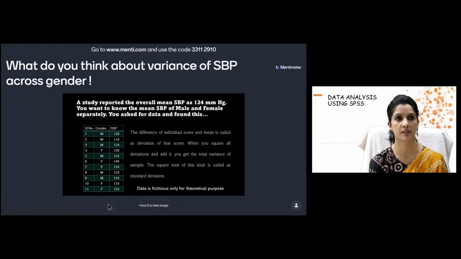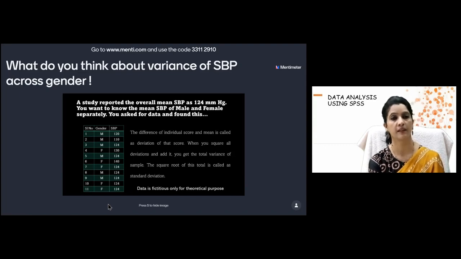Now see this third data. The same 11 people with the same gender. You can see now the individual data. SBP is 120, 110, 124, 140, 130. Now what is your opinion regarding the variance of this data?